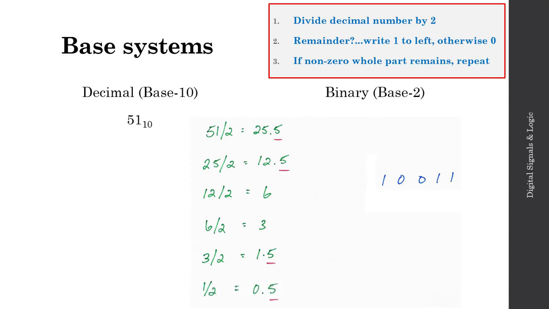And lastly, I'll take the 1 divided by 2. That gives me 0.5. I have a remainder, so I'll write a 1 in the base 2 column. I now have a whole number of 0, so there's no further division required. So the number 51 in the base 10 system can be represented in the base 2 system as 110011.